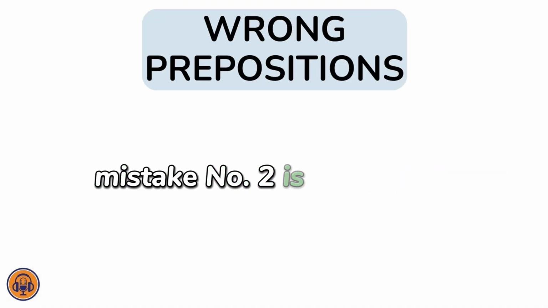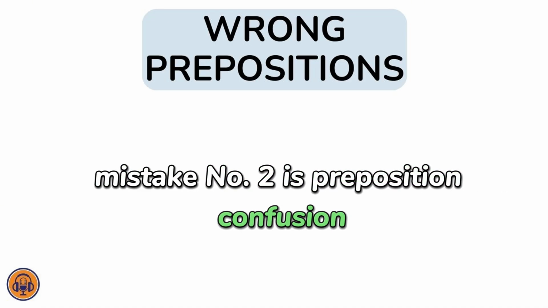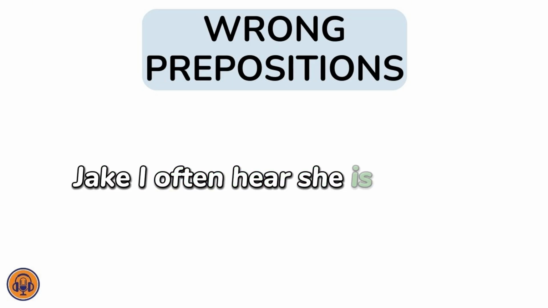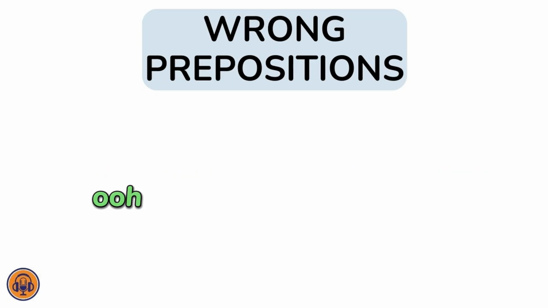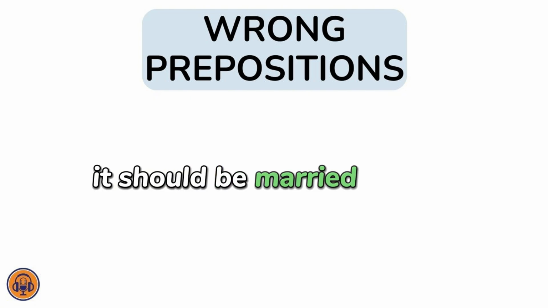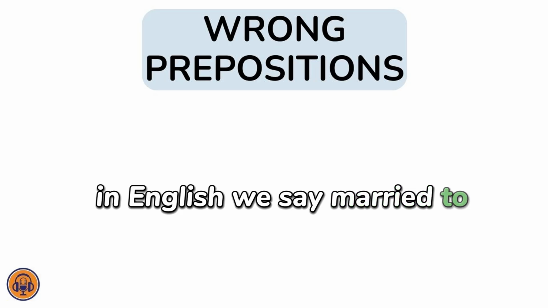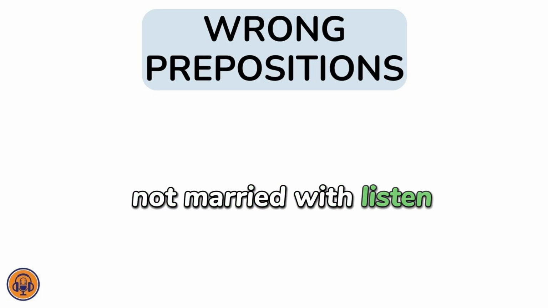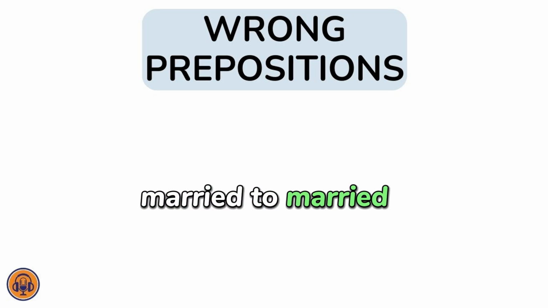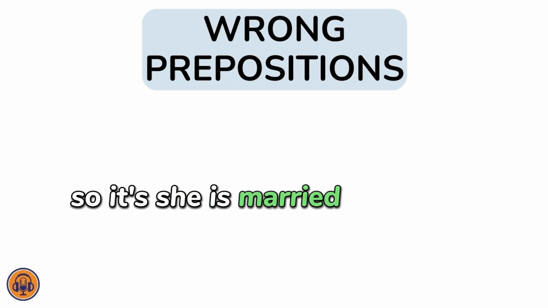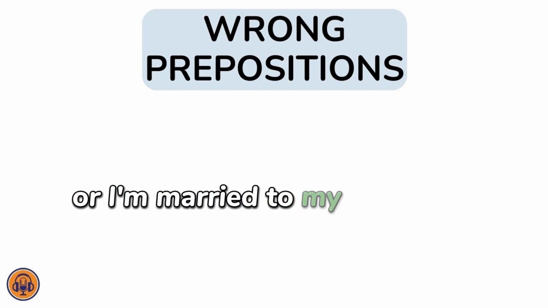Mistake number 2 is preposition confusion. Jake, I often hear, she is married with her husband. Ooh, that sounds weird to me. It should be married to, right, Emma? Exactly. In English, we say married to, not married with. Listen, married to. So it's, she is married to a doctor, or I'm married to my best friend.